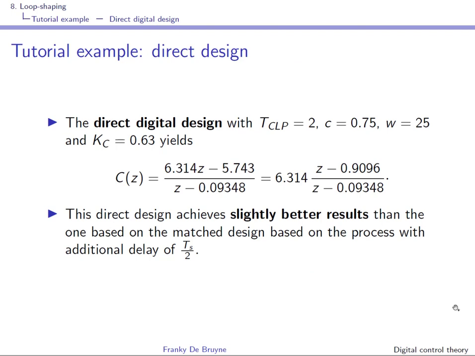So with this direct digital design we arrive at parameters that are given over here, and if we plug them into the structure and apply this matched pole, matched zero algorithm for approximation, this is the discrete time or digital controller that we obtain. As you have seen, it achieves slightly better results than the one based on a matched design that takes into account the additional delay of TS/2.